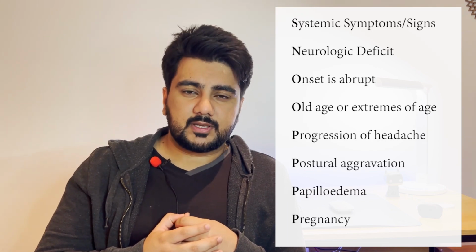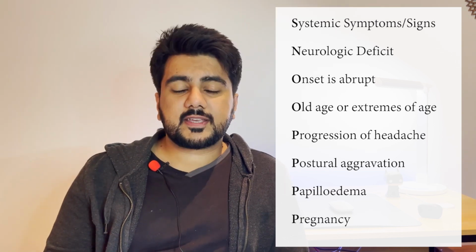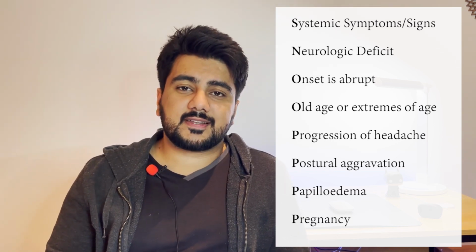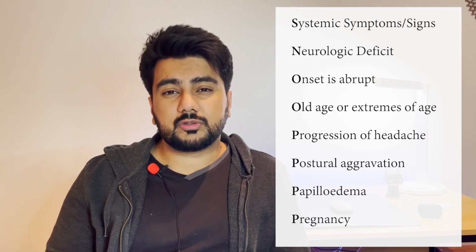Now, any of these findings, if they are positive, you have to think of a secondary headache. Let's write it down. So S is for systemic signs or symptoms. N is for a neurologic deficit. O is for abrupt onset. The second O is for extremes of age, less than 5 or more than 65. This is usually said to be as older age.